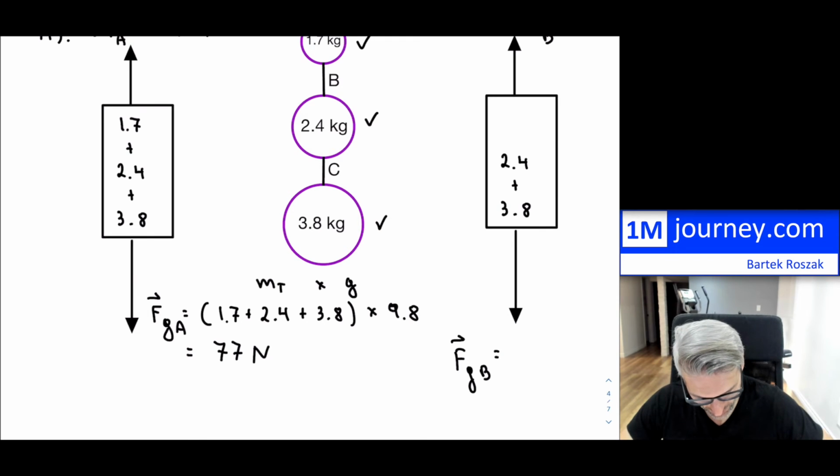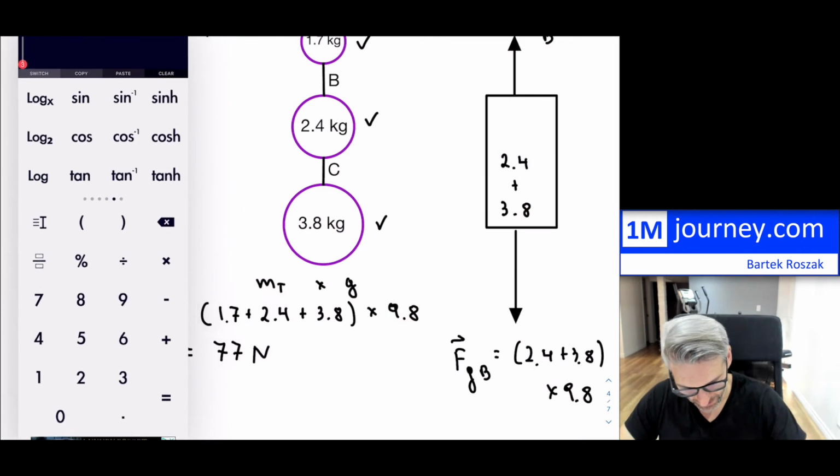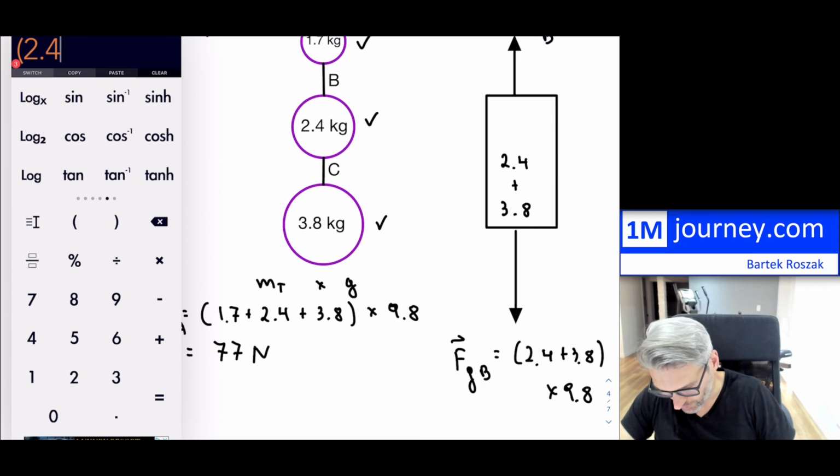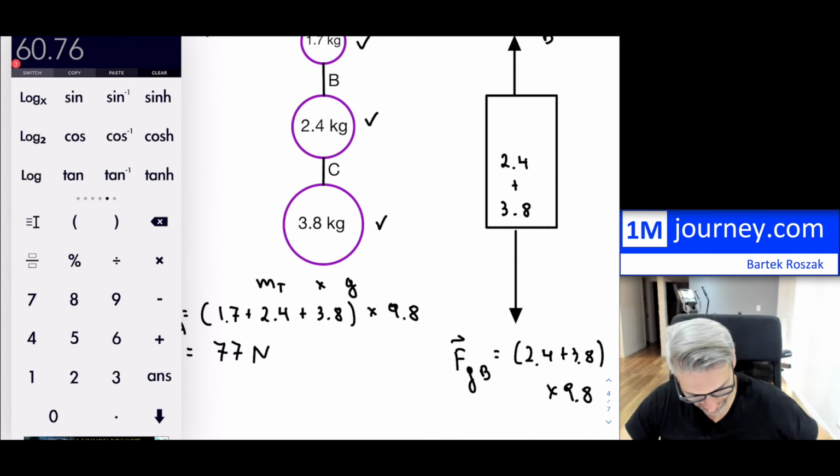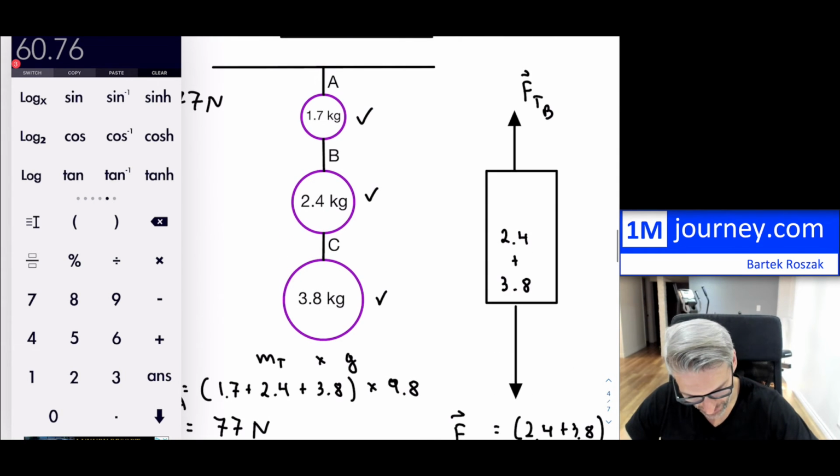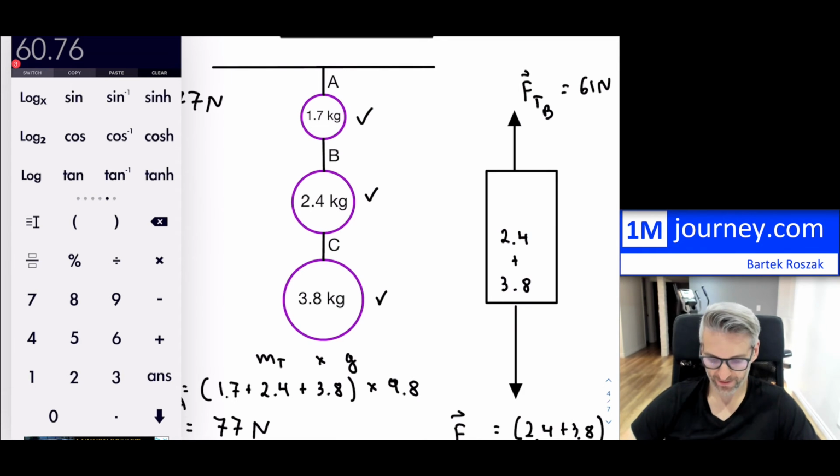And so this is now 2.4 plus 3.8 times 9.8. All right, so what would that be? So 2.4 plus 3.8 times 9.8. So that's approximately 61 newtons. And that's going to be your force of tension here. So there you have it.